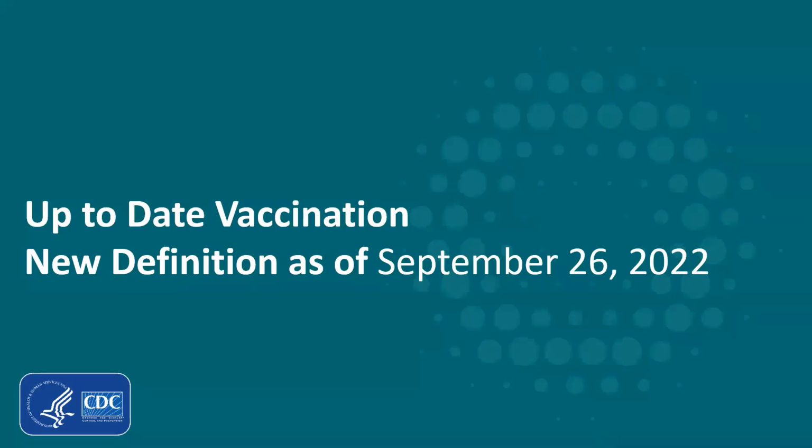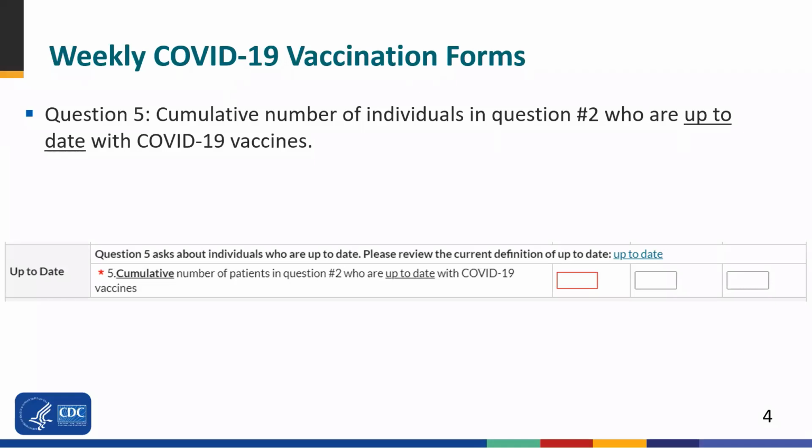The image on this slide shows the question on up-to-date COVID-19 vaccination status for the COVID-19 vaccination modules. Facilities should report the cumulative number of individuals who are up to date with COVID-19 vaccines for question 5.